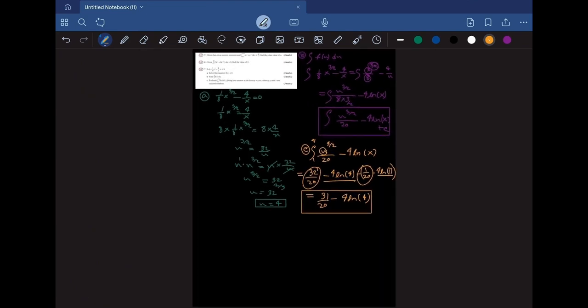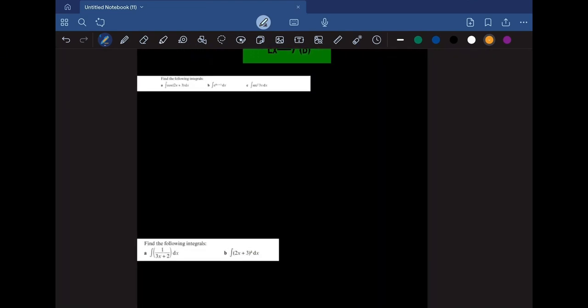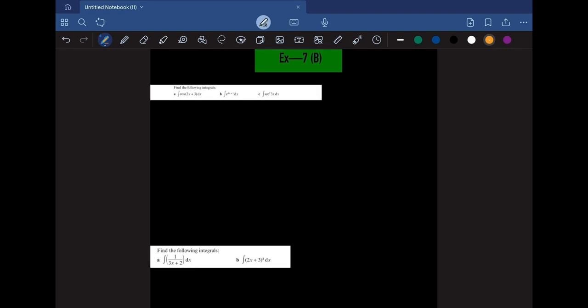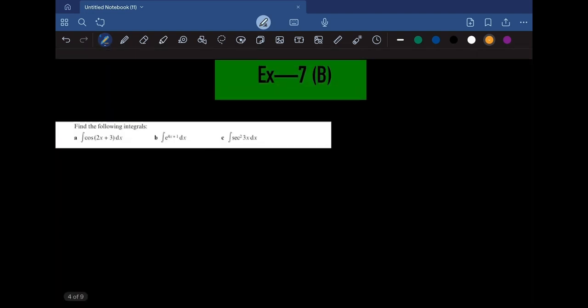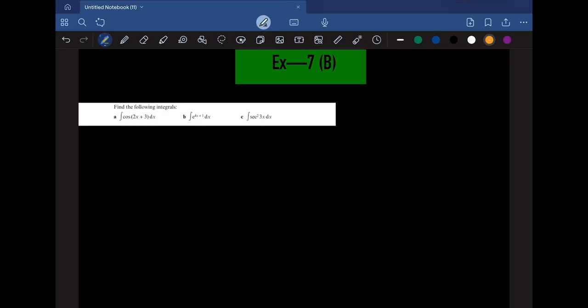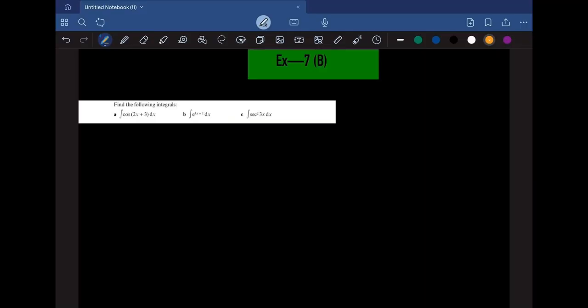Now let's move forward to exercise 7b. Okay, now let's start exercise 7b. Now we will have to see a little bit of differentiation. We will relate integration with differentiation. Okay, now let's say you have sin(3x plus 1), and you have to differentiate it. How will we differentiate it?